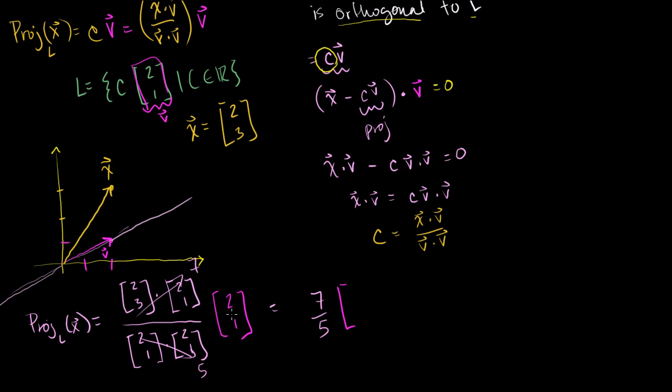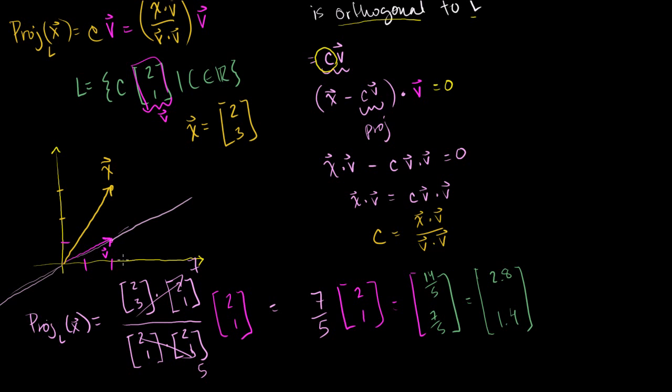So we're scaling it up by a factor of 7/5. So multiply it times the vector 2, 1. And what do you get? You get the vector 14 over 5 and 7 over 5. And just so we can visualize this or plot it a little better, let me write it as decimals. 14 over 5 is 2 4/5, which is 2.8. And this is 1 2/5, which is 1.4. And so the projection of x onto L is 2.8, 1.4.